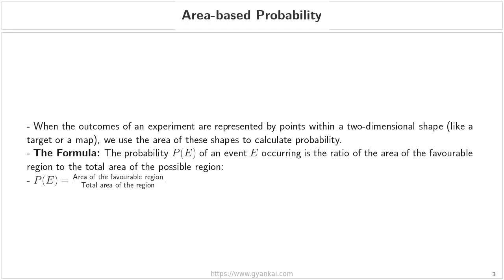The logic remains exactly the same as what we've learned so far. To find the probability of an event E occurring, we simply calculate the ratio of the area of the favorable region to the total area of the possible region. In mathematical terms, the probability of E equals the area of the favorable region divided by the total area of the region.